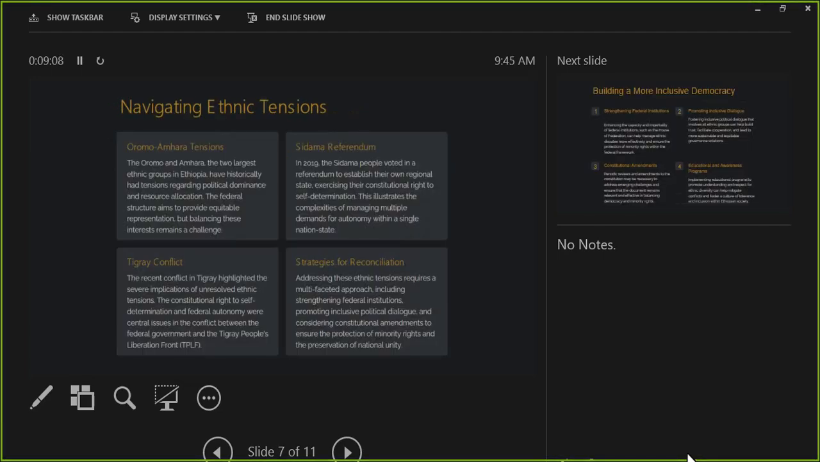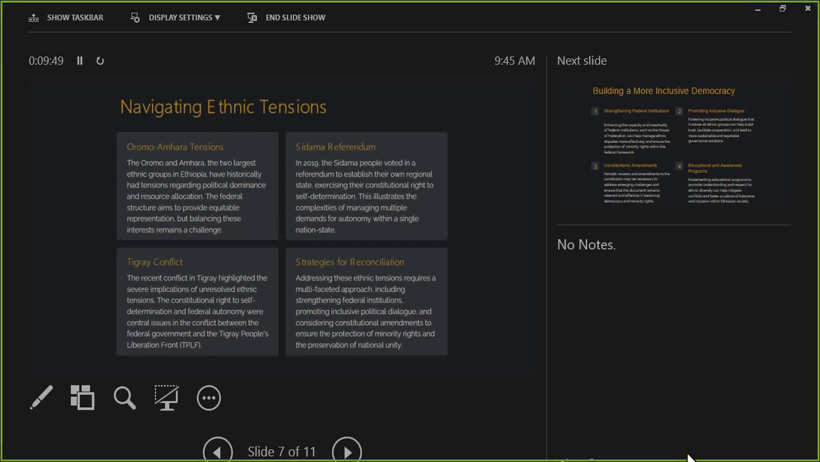And navigating ethnic tensions, here we have written some practical examples: the tension between Oromo and Amara, the Tigray conflict, that one is also the recent one. Sidama referendum. Let me say something about the Sidama referendum. The Sidama referendum claimed them as a regional state. They became a regional state by using the constitutional right. Because it is written in the constitution, they used their right, and we cannot say anything. If it needs any amendment, it can be done by national dialogue if it is necessary.